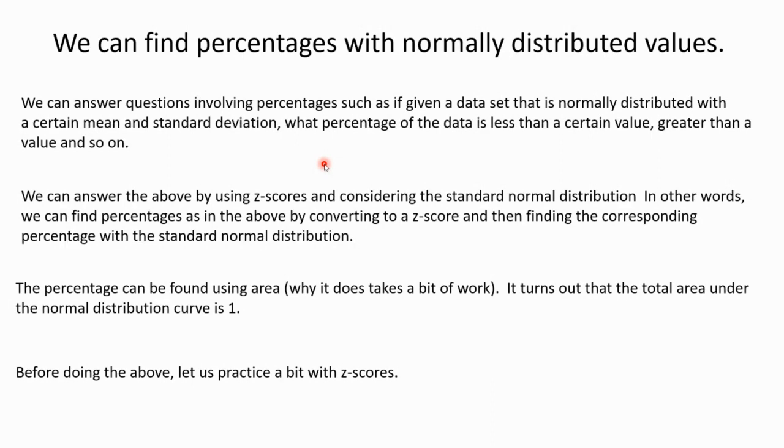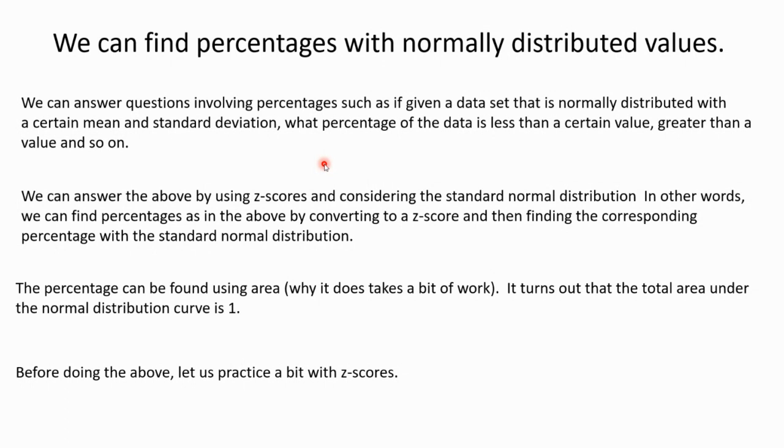It turns out you can actually use the area under the graph. That turns out to be the percentage. That takes a little bit of work to see why it's true, and it turns out this actually requires calculus, but the total area under the graph of a normal distribution curve is actually 1. I hope this is making sense. When we do some examples, it might make more sense.